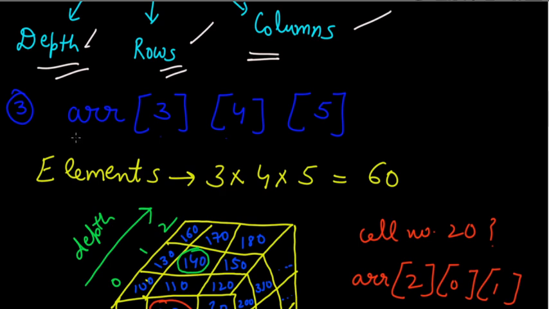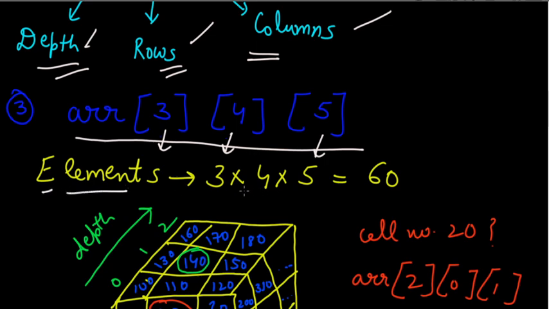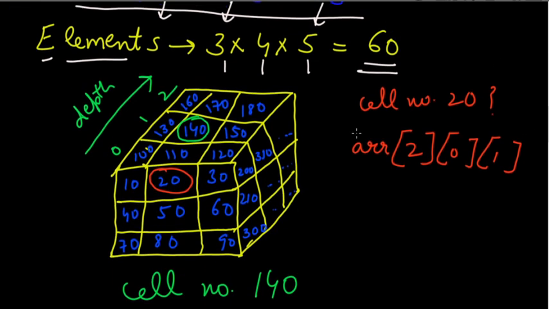So this is how we represent array[3][4][5]. Here 3 is depth, 4 is rows and 5 is the column. If we are asked what the number of elements is, the number of elements is 3 into 4 into 5, that is 60. So this is a box, a three-dimensional box.